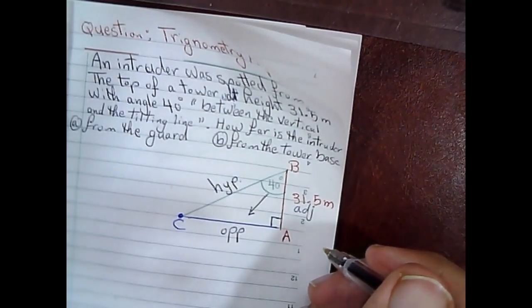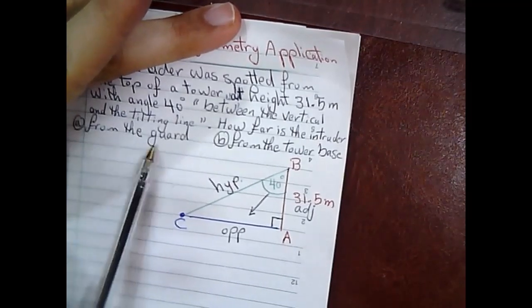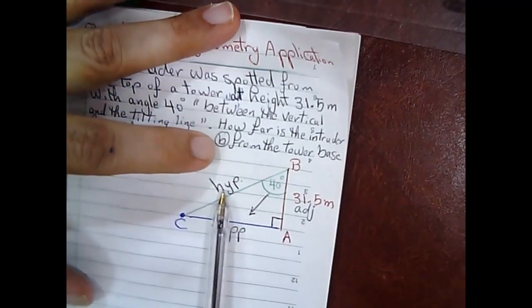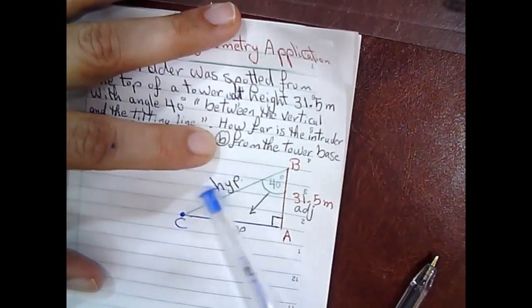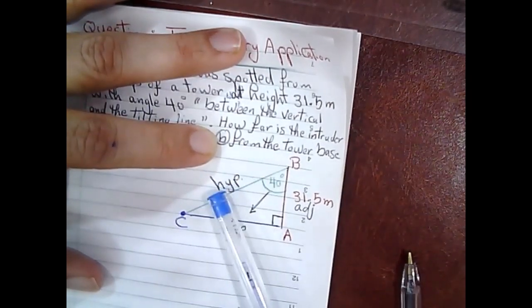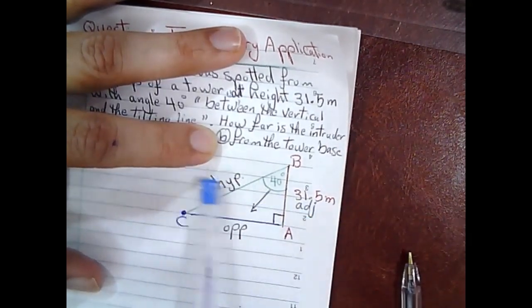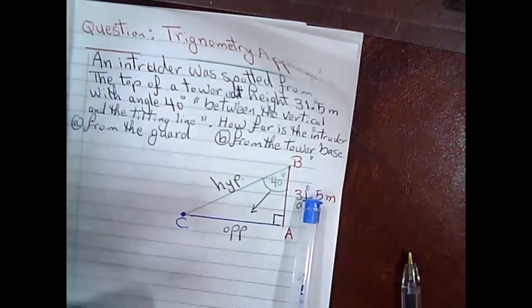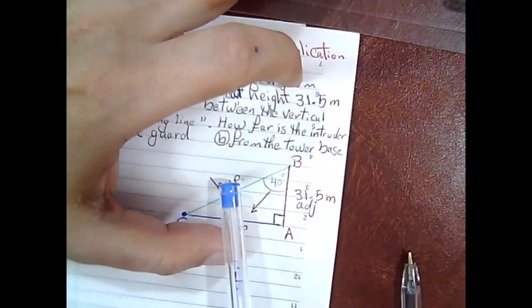So you have to decide which line you want to find first, because we have two lines missing: the opposite and the hypotenuse. According to our question, what is required is the distance from the guard to the car. So we want the hypotenuse, CB, first. If you are missing the hypotenuse, to find it you have to use what you know. What we know here is the adjacent. So we have the adjacent and we are missing the hypotenuse, and we ignore the opposite for now.